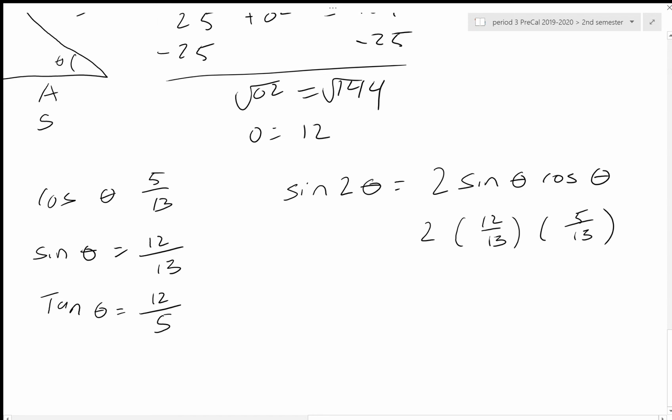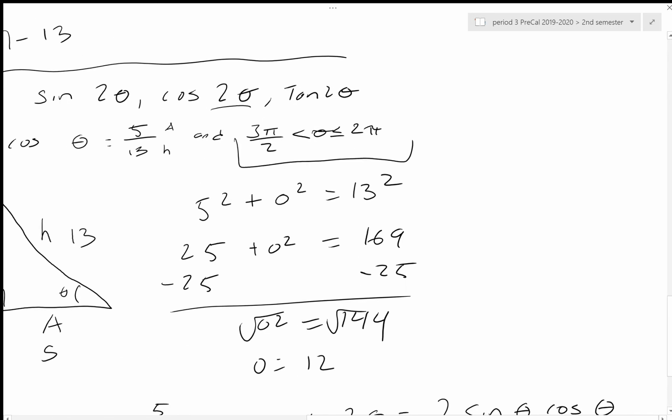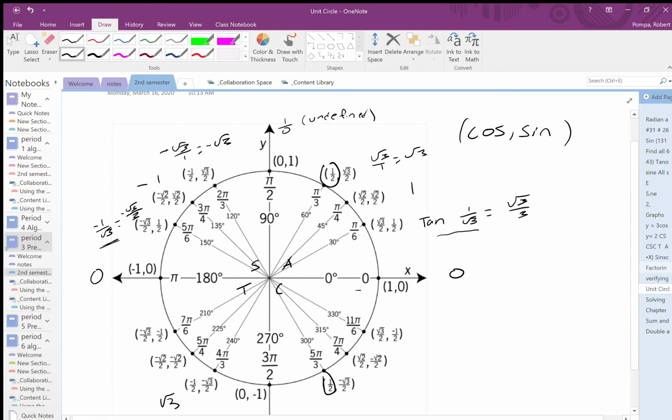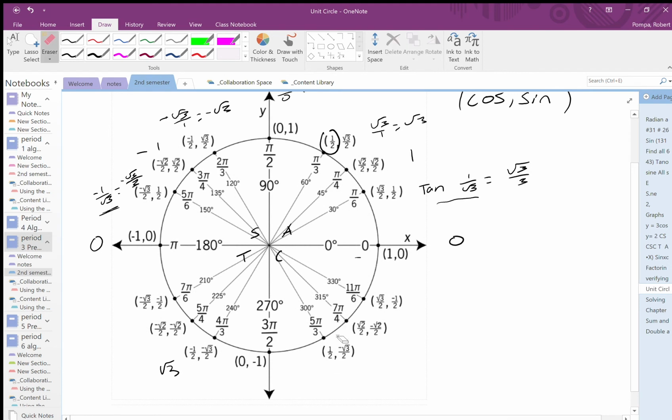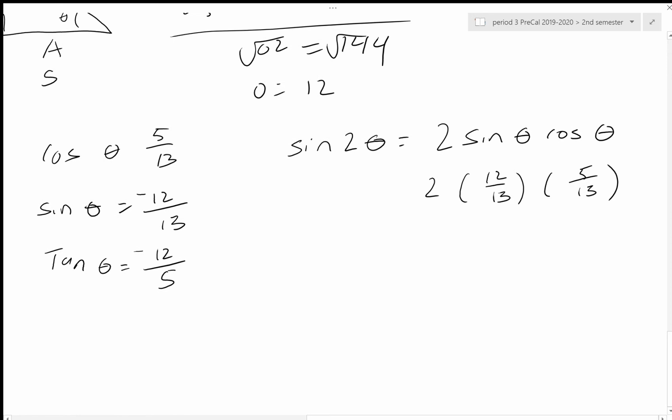Now, I forgot to mention this part right here: 3 pi over 2 and 2 pi. So let's go to my unit circle. 3 pi over 2 and 2 pi is this section right here. And that tells me that cosine is positive. So if cosine is positive, that means my sine and my tangent are negative. So this would be negative.